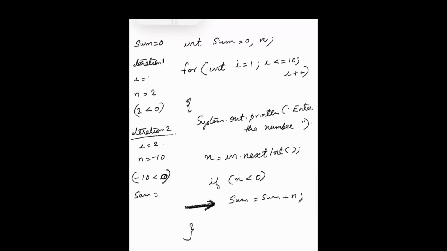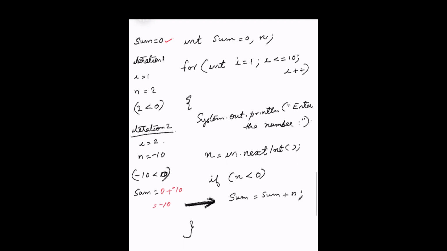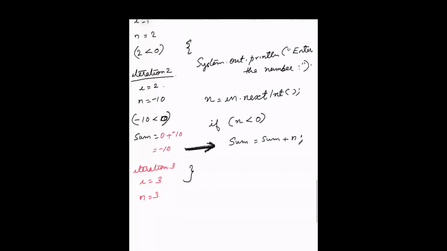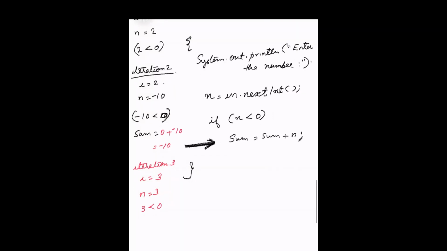What was the initial value of sum? Initial value of sum was 0. So this 0 plus, what is the current value of n? -10. Okay. So sum has become -10 now. Got it? Now i is becoming 3. Give me a value for n quickly. 3. Okay. So n is 3. Is 3 less than 0? No, right? It is not less than 0. So again, it will go to the next iteration.